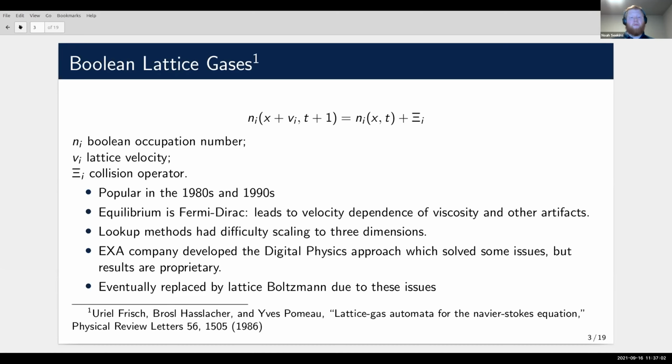Another pitfall in the way of the lattice gas is that the company that was working almost exclusively on the lattice gases at the beginning had a lot of progress and great results, but their research was proprietary. So the people in the field didn't have access to it, and eventually lattice-Boltzmann came along and replaced everything, just due to the amount of work that was getting done on the lattice-Boltzmann compared to the lattice gas.